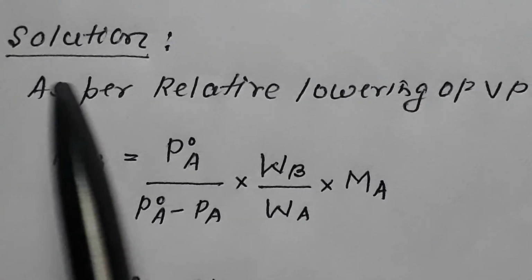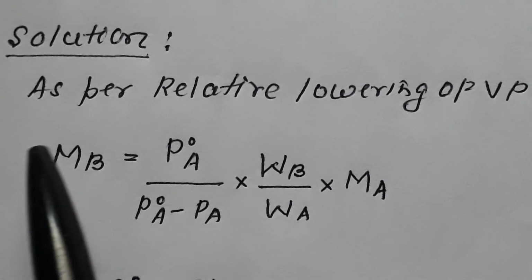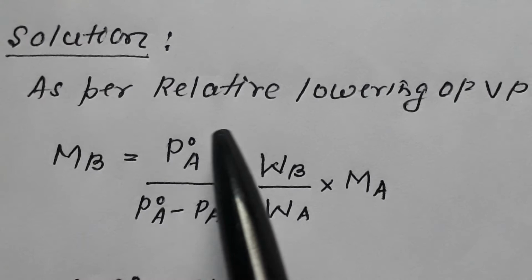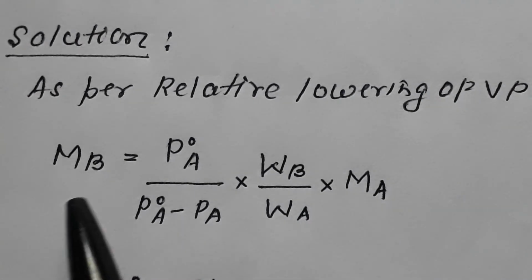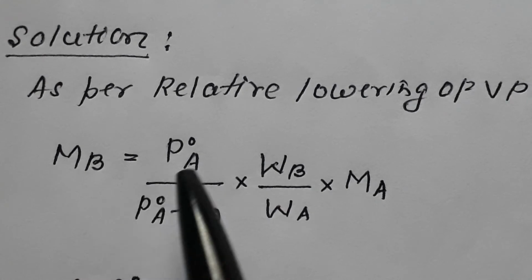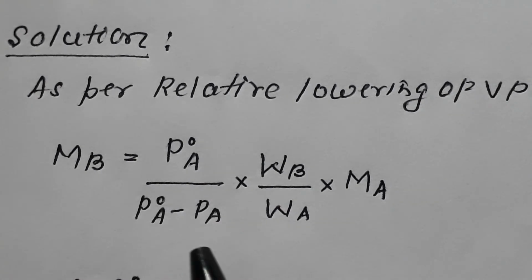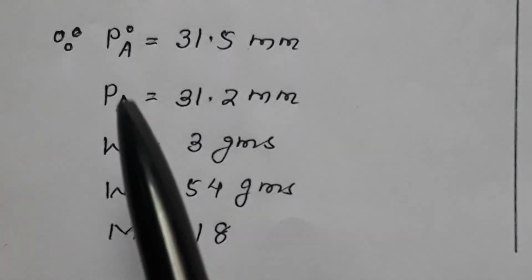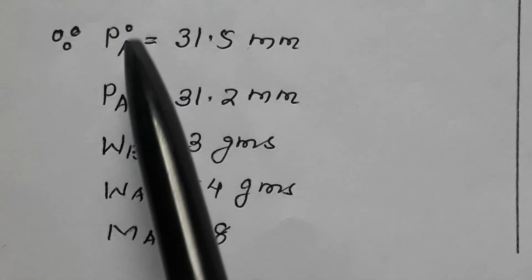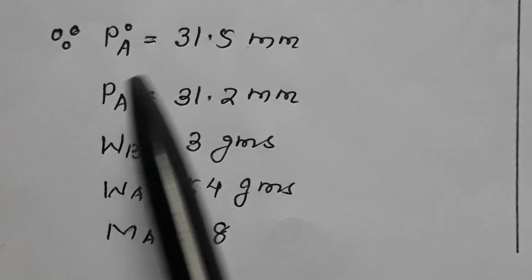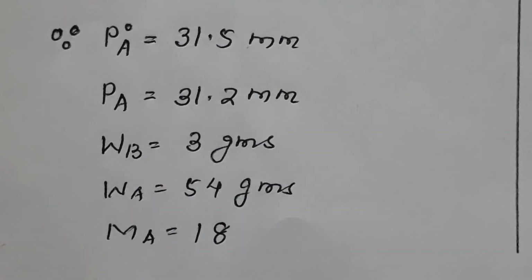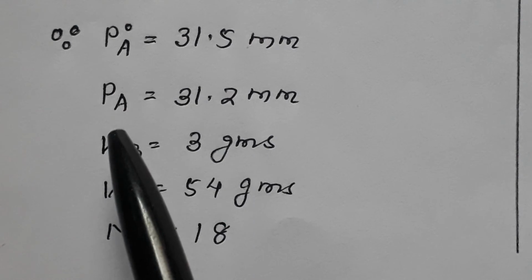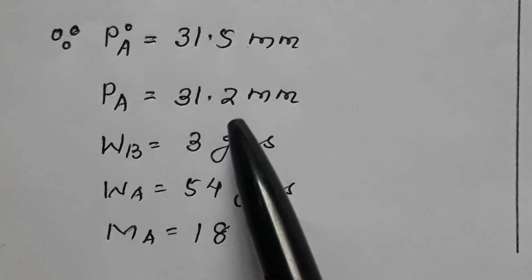If we begin with the solution for this problem, the formula for calculation of molecular weight as per relative lowering of vapor pressure is: molecular weight of unknown solute is equal to P0A upon P0A minus PA into WB upon WA into MA. So using this formula, we can calculate the molecular weight of unknown solute. In the question we have been given the vapor pressure of pure solvent P0A, which is 31.5 mm, and the vapor pressure of solution PA, which is 31.2 mm.